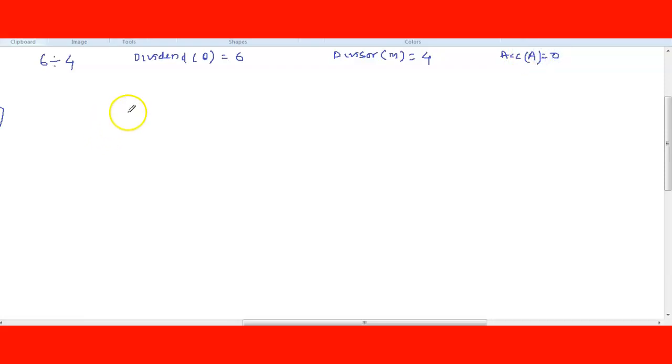So 6 we can write in binary as 0110, minus 6 we can write as 1010, 4 we can write as 0100, and minus 4 we can write as 1100. Okay, so let's start. This is your accumulator, whose initial value is 0000.